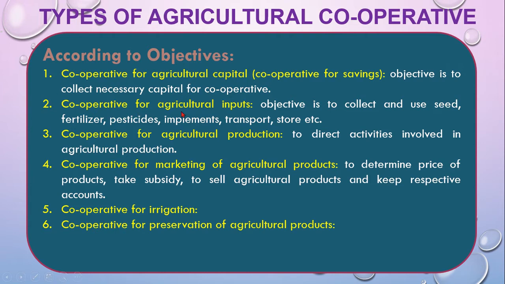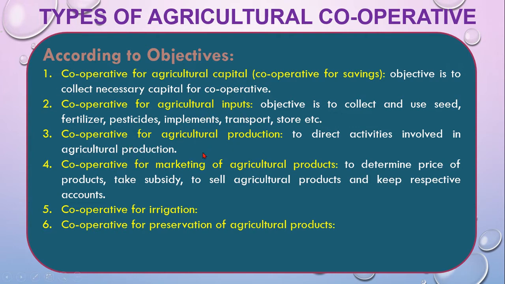Next one is for agriculture inputs, like collecting different types of inputs like seeds, fertilizer, pesticide, implements, transport, stores. So farmers can form an agriculture cooperative for these inputs.